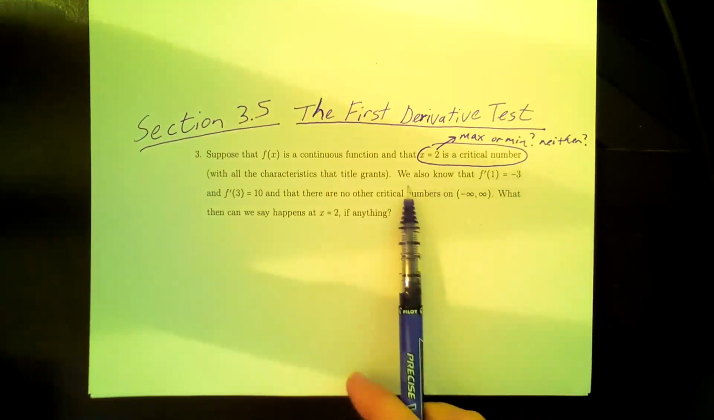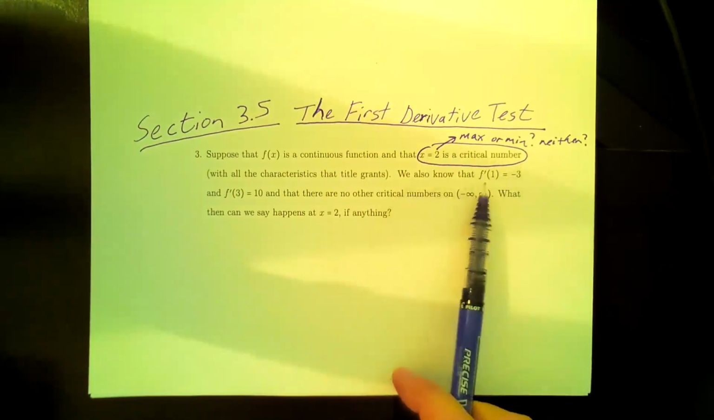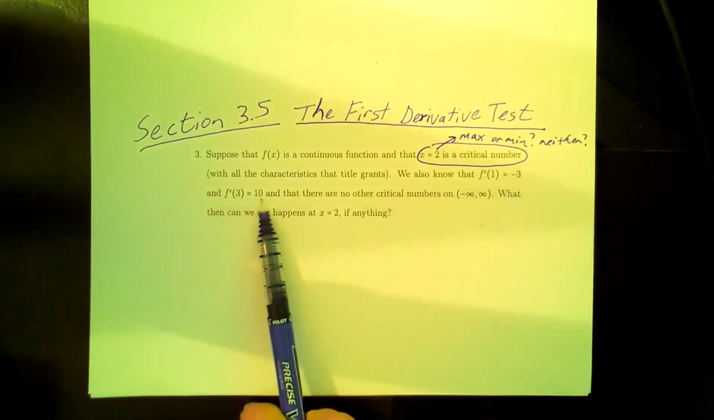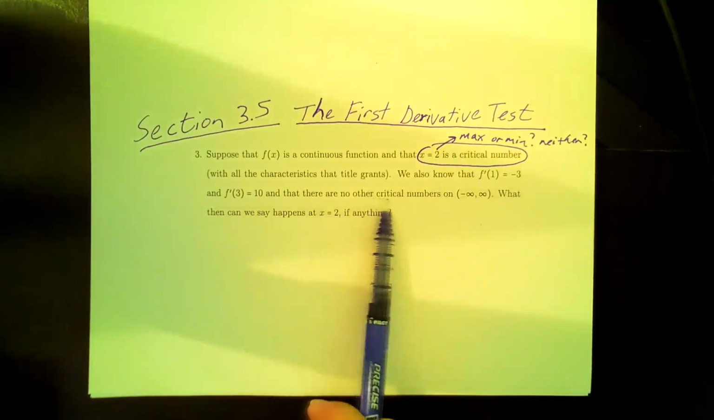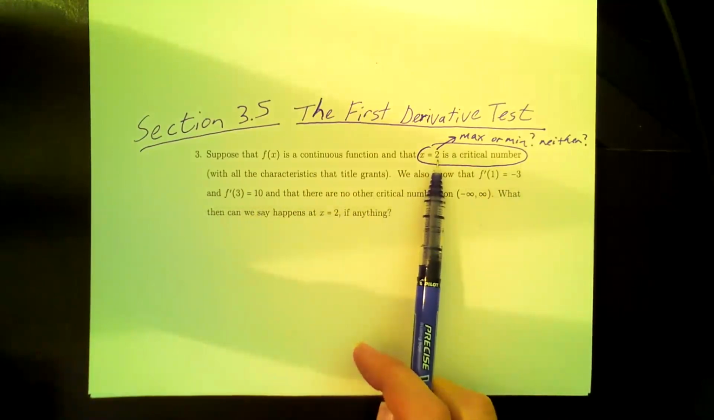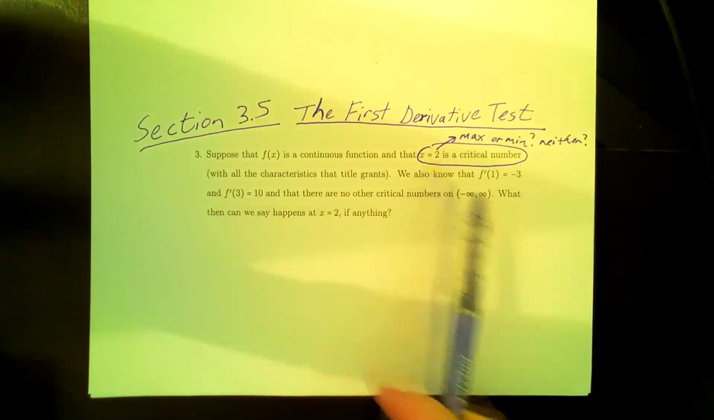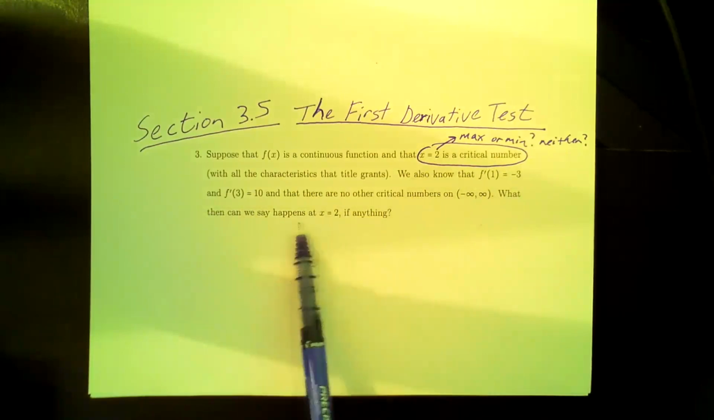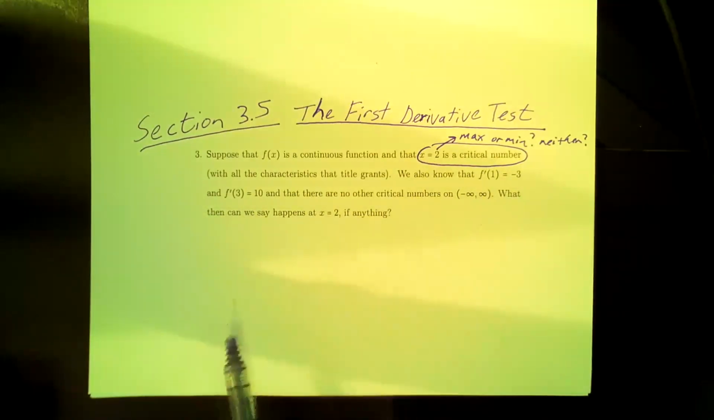And then they go on to give me data. They say, we also know that f prime of 1 is -3, and f prime of 3 is 10. And we know that there are no other critical numbers besides x equal 2. So this is the only one. What then can we say at x equal 2? What happens there, if anything at all?